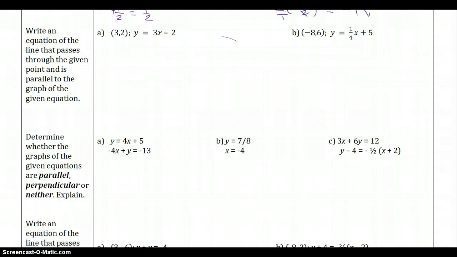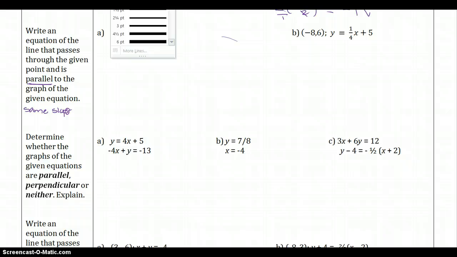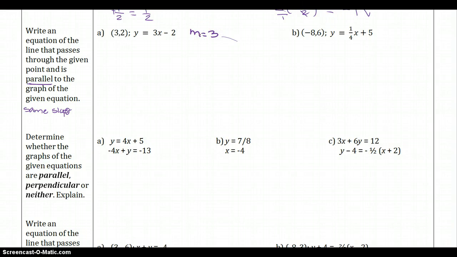All right, let's look at an example. We're going to be writing an equation of a line that passes through the given point and is parallel to the graph of the given equation. So parallel, that tells me right off the bat it's going to have the same slope. You have a couple of options of how to deal with this. So the first one is given the point 3, 2, and it's parallel to this line. First thing you want to do is find out what the slope is. The slope of this line is going to be m equals 3. So the slope of my parallel line will also be 3. The question is, what about that y-intercept?